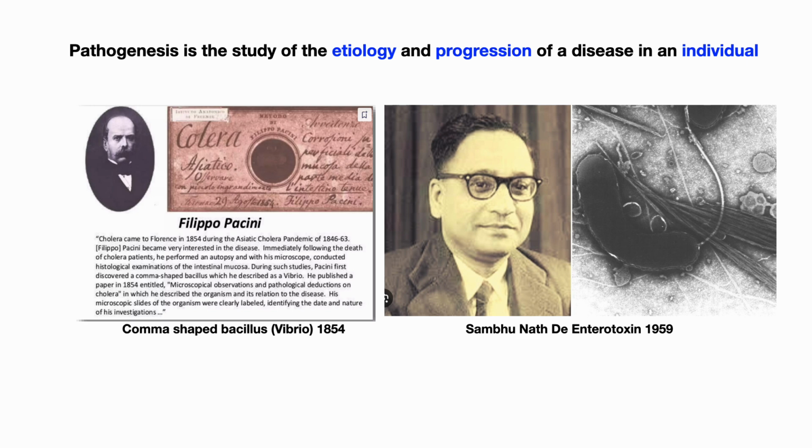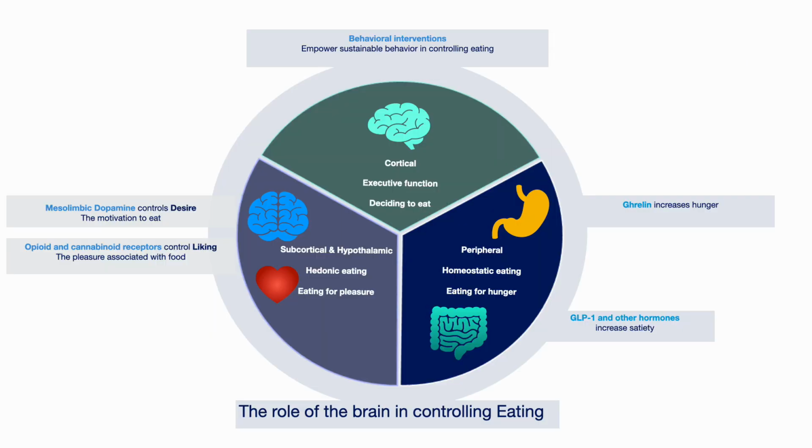And the famous example is, we talked about cholera. John Snow traced it to that well. Well, Pacini described the bacillus itself. He identified the Vibrio cholerae in 1854, so he discovered the etiology, the pathogen itself. But then in India, Sambhu Nath De discovered the enterotoxin that is secreted by the cholera that causes the diarrhea, and that was in 1959.